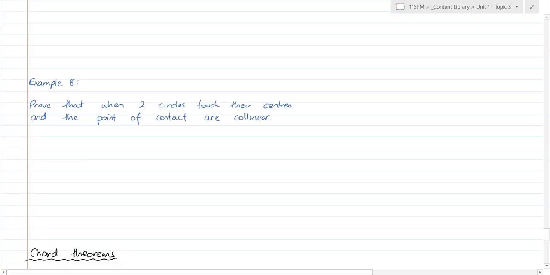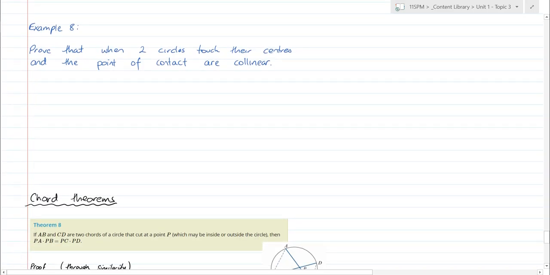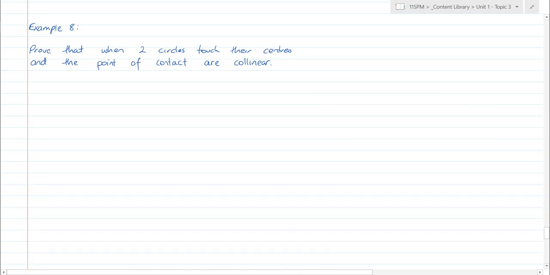So the last example for today, example 8, which I'll give a bit more room to as well. Prove that when two circles touch, their centres and the point of contact are collinear. So this is another non-diagram question. So let's draw two circles that touch. Wish me luck. There's a circle 1.